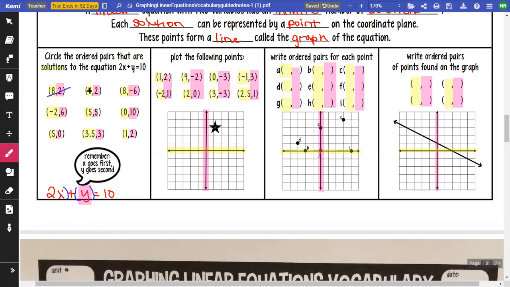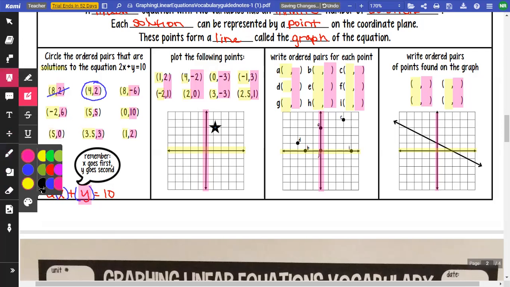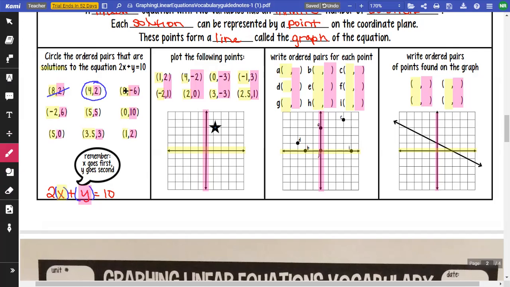Next one is 2 times 4. So 2 times 4 is 8 plus 2. Is that 10? Yes. So this would be considered one of the points that belongs to this line. Let me re-highlight that. I know I'm all over the place. Let's try again. 2 times 8 is 16, minus 6 is 10. This one belongs on the line.